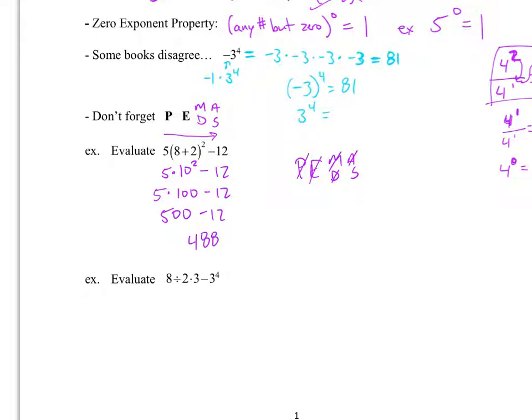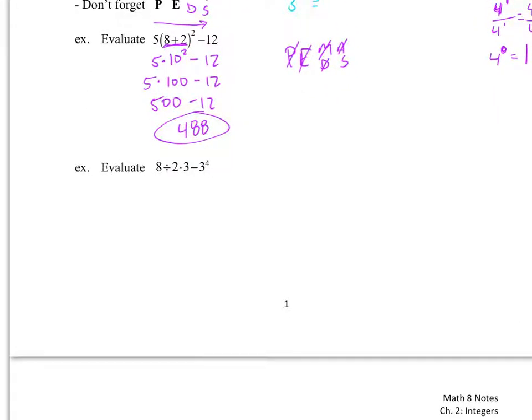Where did you get the 100? The 100, because I did my 8 plus 2 here first, and that gave me 10. And that's 10 squared, so 10 times 10 is 100. I keep on thinking it's like 10 plus. Okay. All right. Last example here.